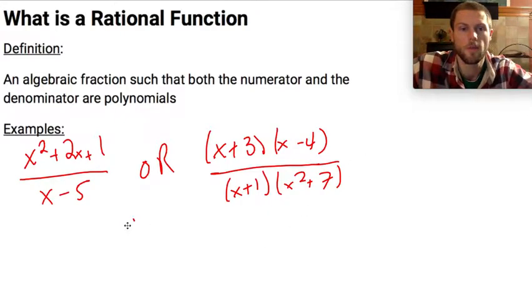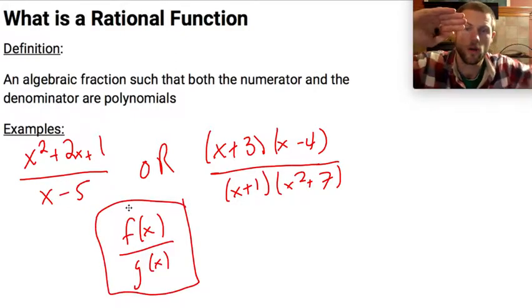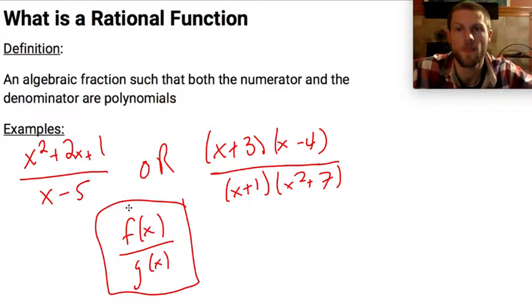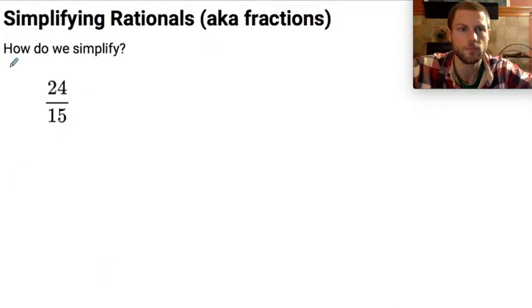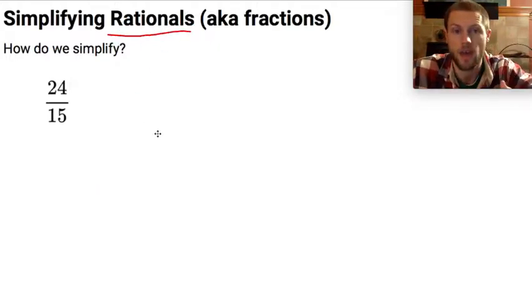In general, we could just have f of x over g of x represent what a rational function is. It's two functions, one in the numerator, one in the denominator, and we're taking the ratio between them, we're dividing them. That's a rational function. So how do we simplify rationals? Well, before we get into simplifying rational functions, let's think about just simplifying rational numbers, aka fractions.